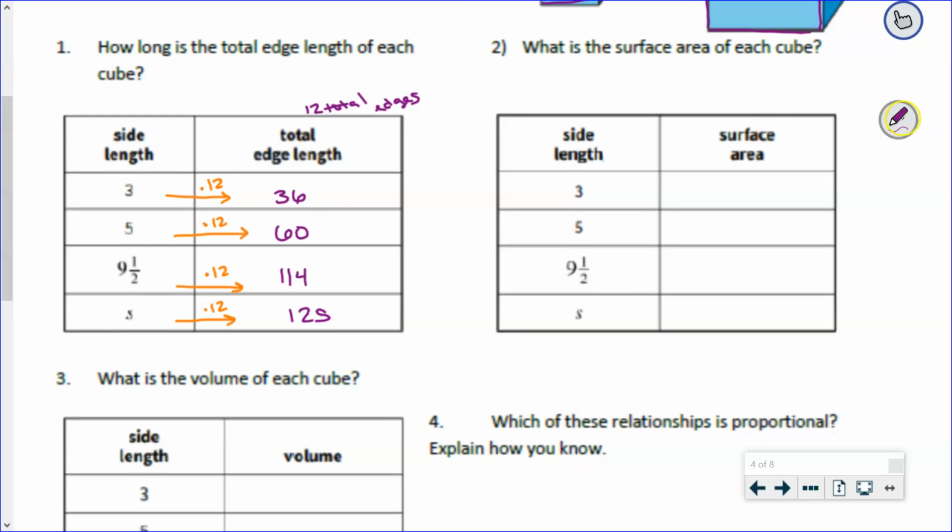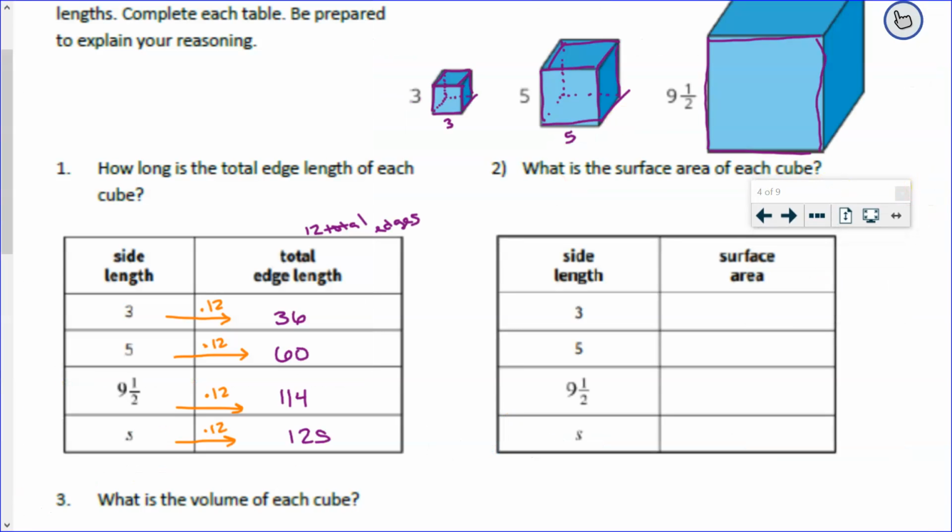Let's see if we remember anything about surface area from last year. Do we remember anything about surface area? No? Okay. So, when we are looking for surface area, what we're looking for is if I had a present that's in that shape of that box, how much wrapping paper am I going to need to completely cover it? So, it's the area of the surface. And we know that when we're finding area, it's just length times width.